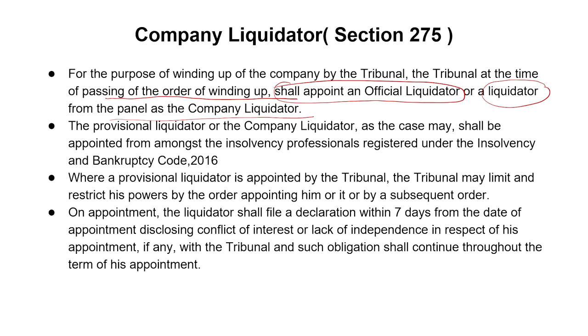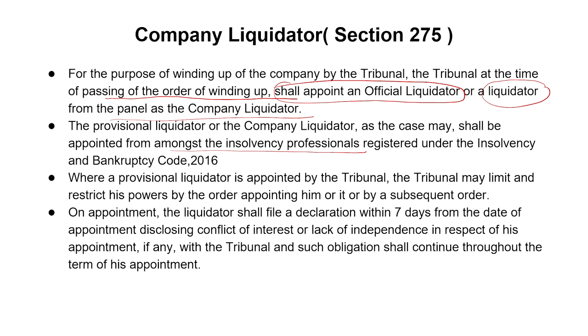You may select any person from this panel, or the court or tribunal may appoint a fresh person as a liquidator. The provisional liquidator of the company, as the case may be, shall be appointed from amongst the insolvency professionals registered under the Insolvency and Bankruptcy Code 2016. Under this code, there is a provision for insolvency professionals. They are experts in their field and they perform all the functions of liquidation very speedily. So, you may appoint the insolvency professionals also.